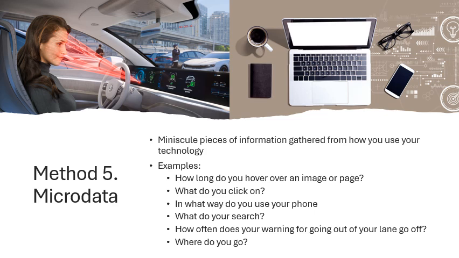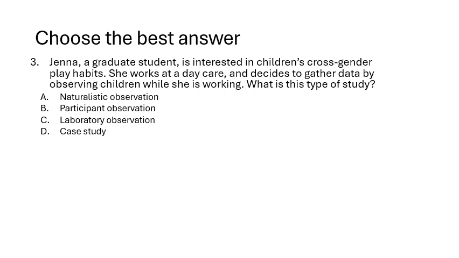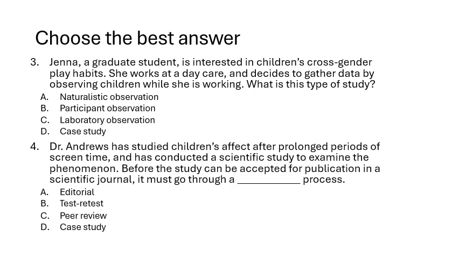So those are the 5 types of data we consider in descriptive research. There are a couple of questions here. Jenna, a graduate student, is interested in children's cross-gender play habits. She works at a daycare and decides to gather data by observing children while she's working. What is this type of study? Well, this is a participant observation because she is gathering data while she's working, while she's participating.